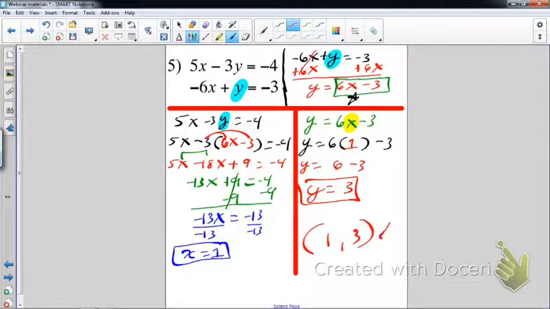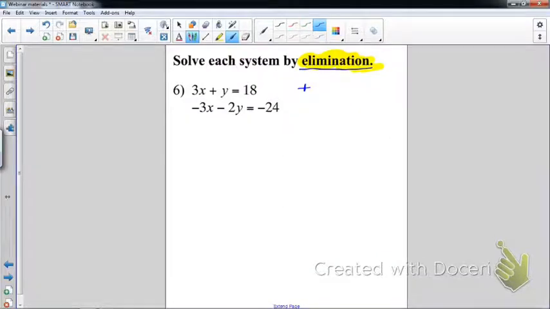Again, one more time, what does this mean for us? This means that both of these two lines are going to crisscross at the point 1 comma 3. Okay? So again, the elimination method tells us that if we have both of the equations in standard form, I could go ahead and add, and I'm going to add vertically.